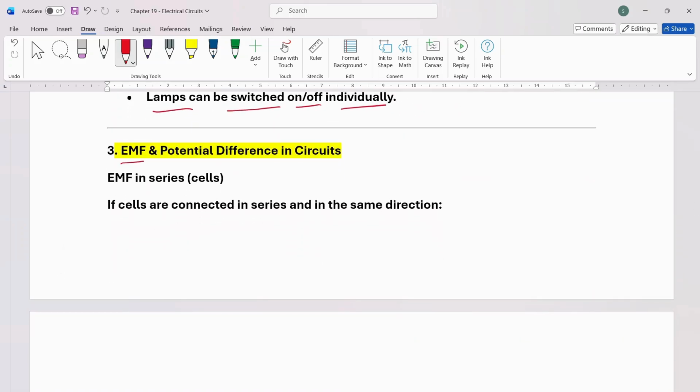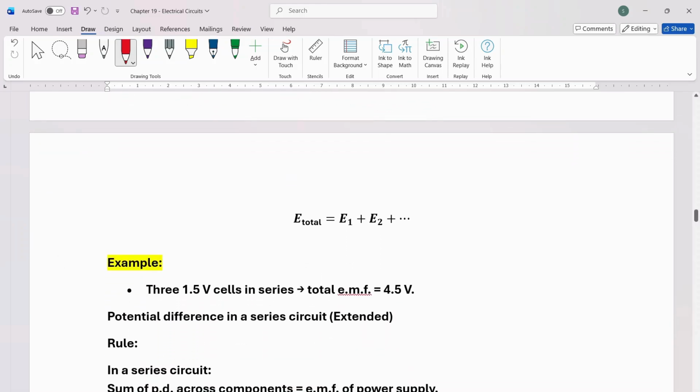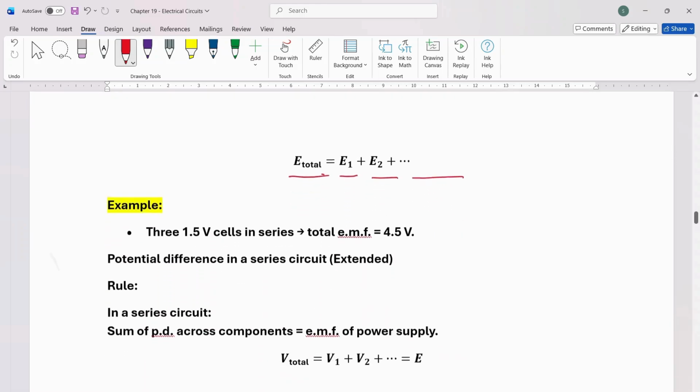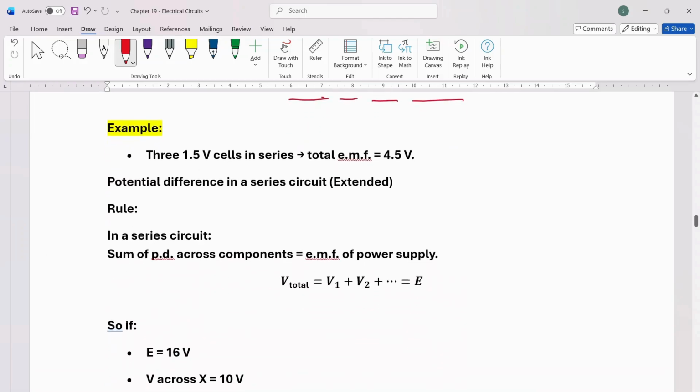Now let's discuss EMF and potential difference in circuits. EMF in series cells: if cells are connected in series and in the same direction, E total will be equal to E1 plus E2, and so on. Example: three 1.5 volt cells in series, total EMF is 4.5 volts.